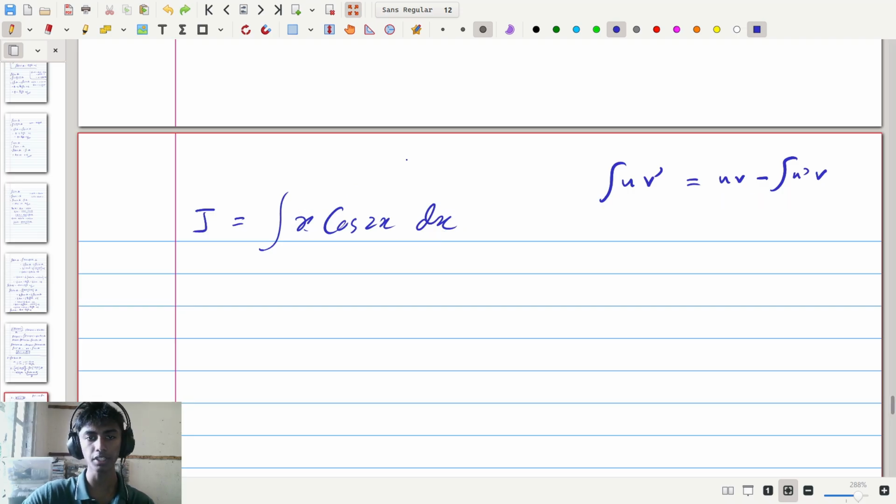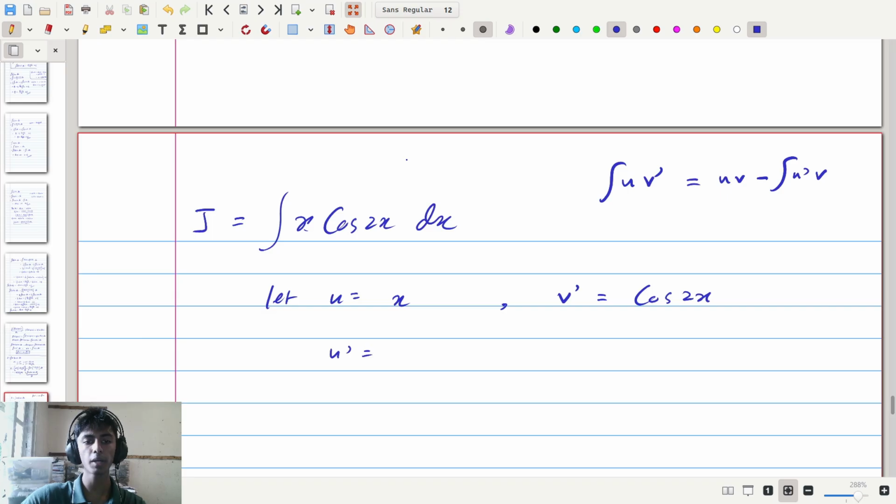For this, I'm going to choose this to be u and this to be v prime. The reason is that x is going to simplify into a constant when we take its derivative, as in this u prime is going to be a constant. Doing so, let's say let u equal x and v prime equal to the cosine of 2x. Now I need to find the value of u prime and the value of v.